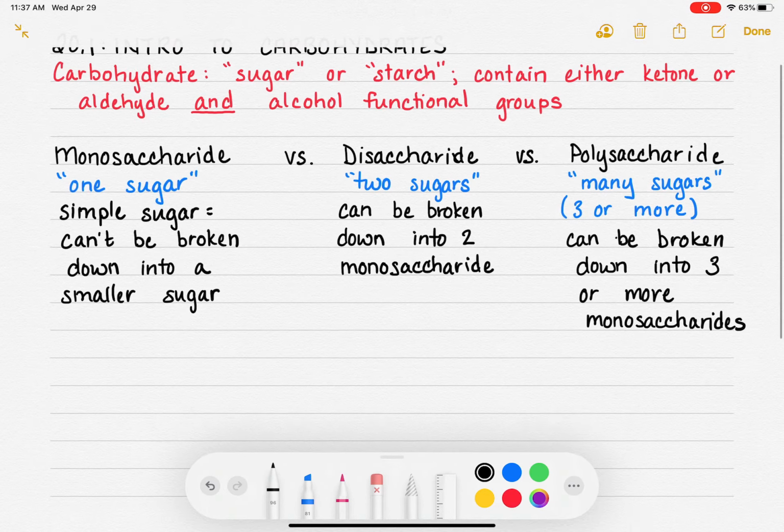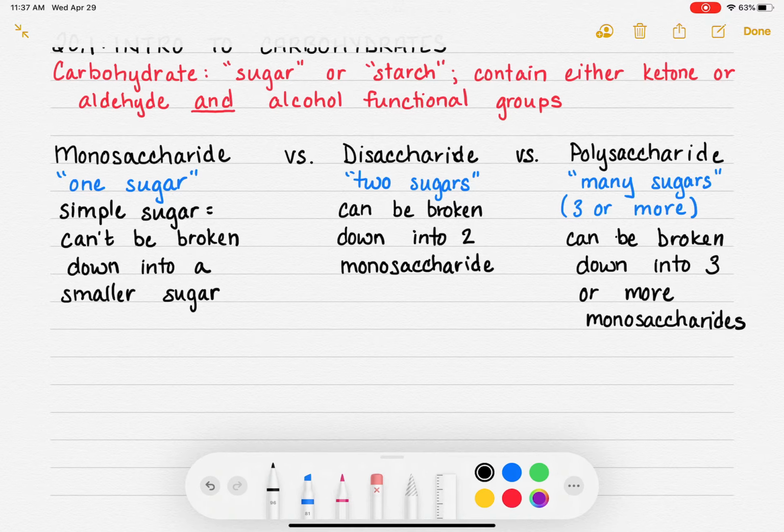Some examples of mono, di, and polysaccharides. Glucose is a monosaccharide, and so is fructose. Some examples of disaccharides: sucrose and lactose. Some examples of polysaccharides, well, actually I'm only going to give you one right now: starch.